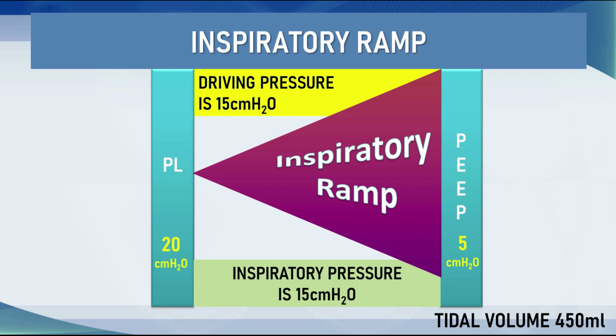In this illustration, we have a pressure limit of 20 and a PEEP of 5. Therefore, the IP is 15. There's no auto-PEEP, so when the ventilator cycles, the driving pressure is 15 centimeters of water and the resulting tidal volume is 450 mils.